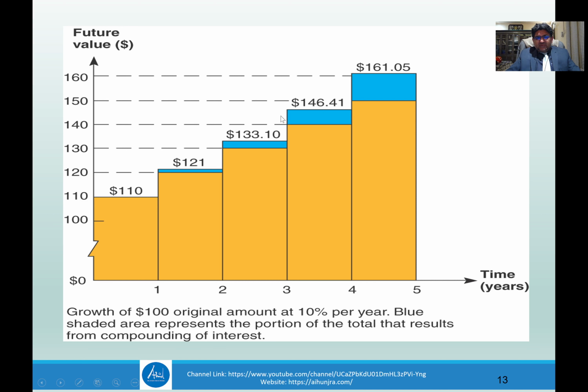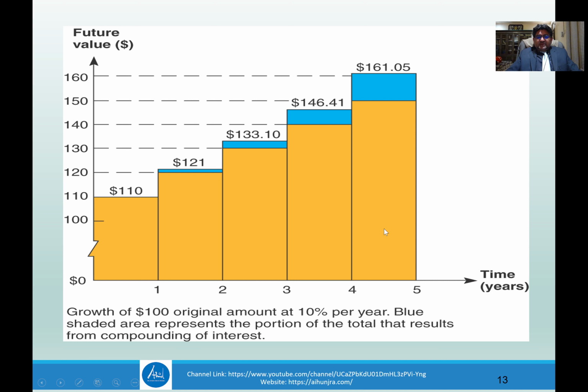The difference, 146 versus 146.41, is the contribution of compounding, the part which is earned on the interest. So 6.41 is earned on the interest. In the fifth year, the simple is 150 and the compounding is 161.05. So 11.05 is the contribution of compounding, which is earned on the interest amount.